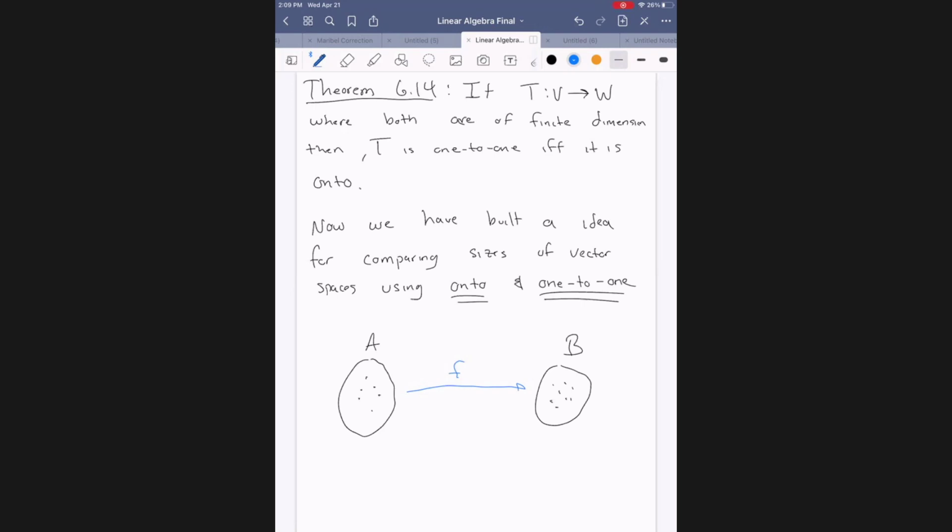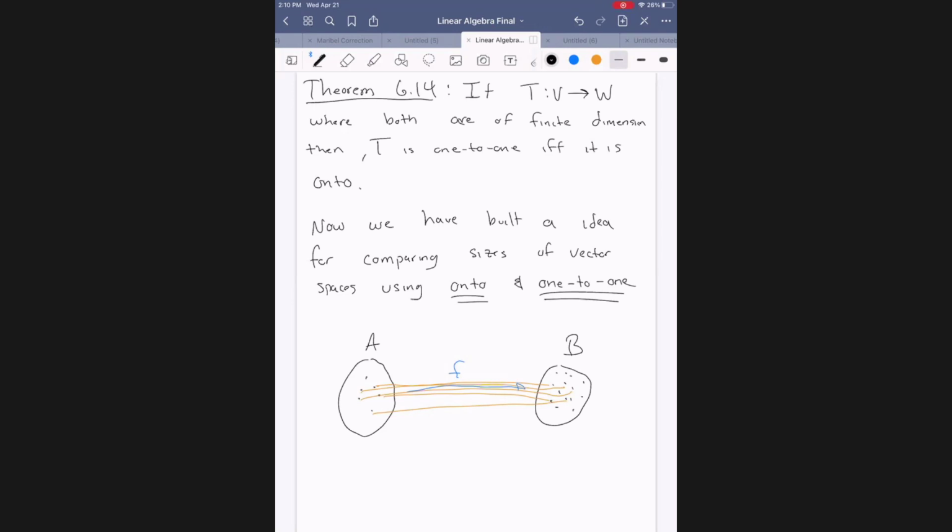Not equal, but close. It can be less than or equal to it, right? Because remember, one-to-one means that each one gets mapped to a single one over here. So I know there's at least that many vectors in B as in A, right? Because each one is just getting mapped. It could be less because there could be vectors out here that didn't even get hit, right? So it can be less than or equal to it.